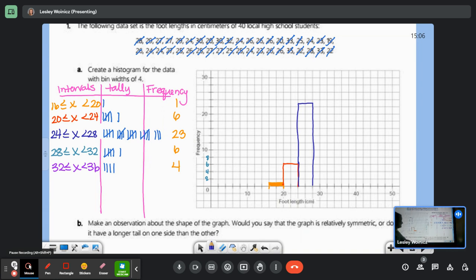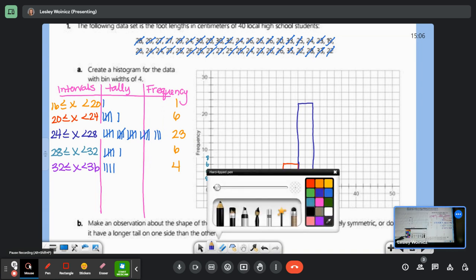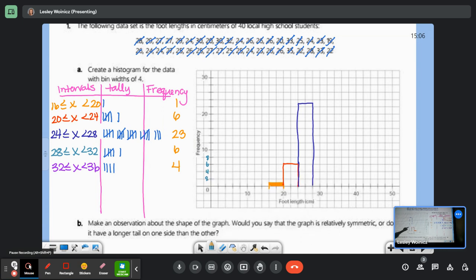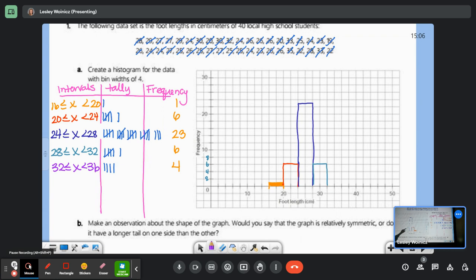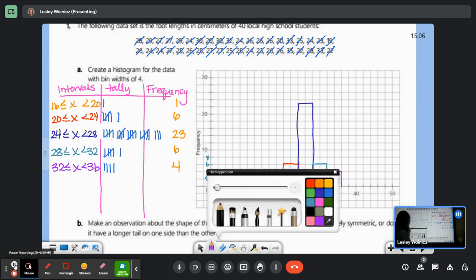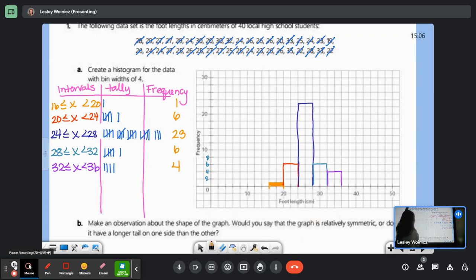Next bin also has 6. My aqua bin. My next bin has 4. My purple bin. What do you notice about the shape of this graph, other than I forgot to put a title? So this is foot lengths?